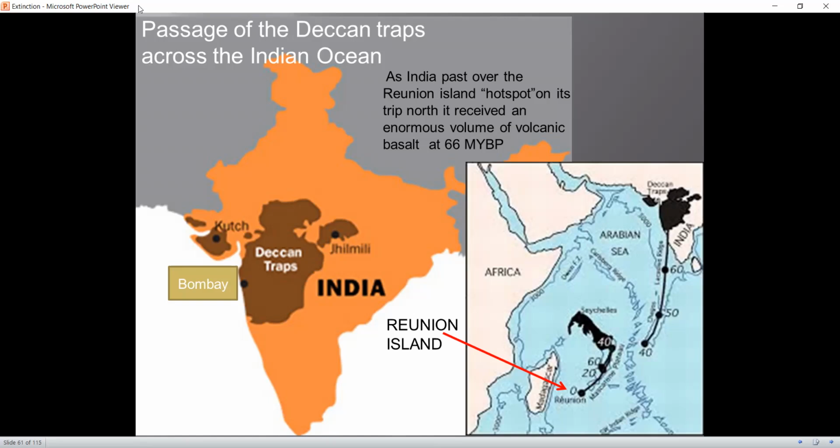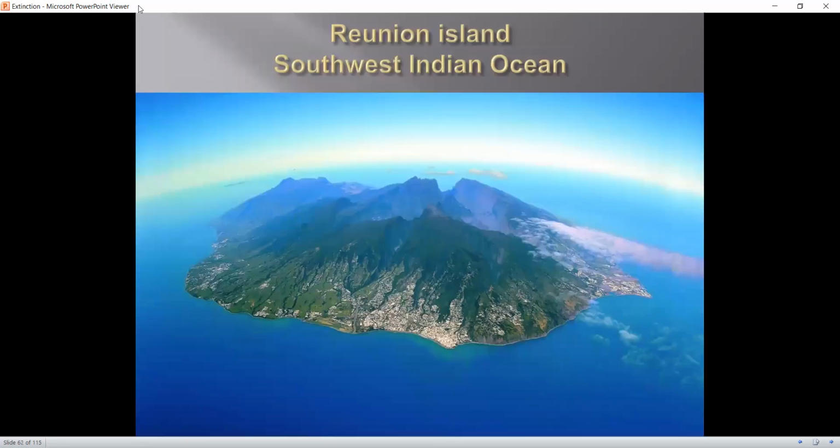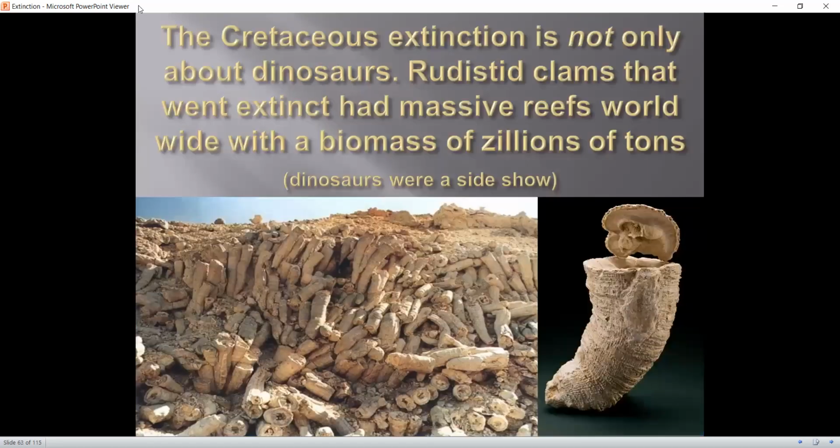And they're huge if you go there. It is a fantastic volcanic edifice. This is what Reunion Island looks like today, kind of innocent looking, but this is a hot spot. This is a mantle plume. When India passed over that thing, there's pretty good evidence that it caused the Deccan Traps. So the mass was taken on and attached to Asia, all right?